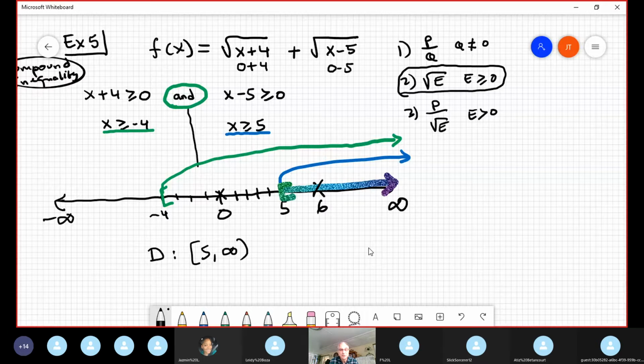That is the reason that this 0 and this point is totally out of the domain, and our domain is only from 5 to infinity, including 5, because 5 is legal. 5 plus 4 is 9, square root of 9 is 3, and 5 minus 5 is 0, and square root of 0 is 0. So it's perfectly legal, not illegal. Any question? Do you see the combination? Two radicals, in this case, a combination of two radicals.